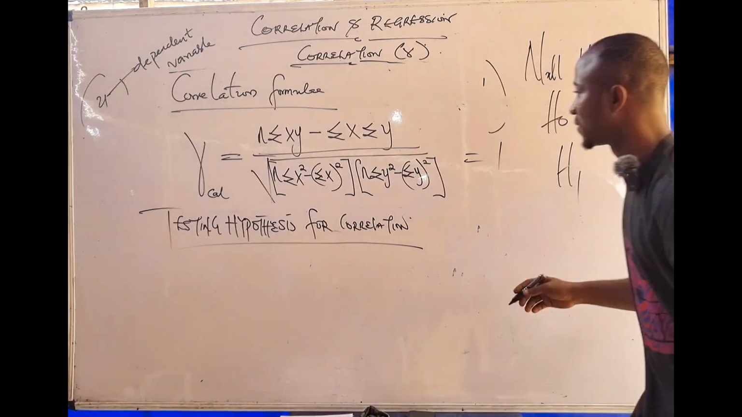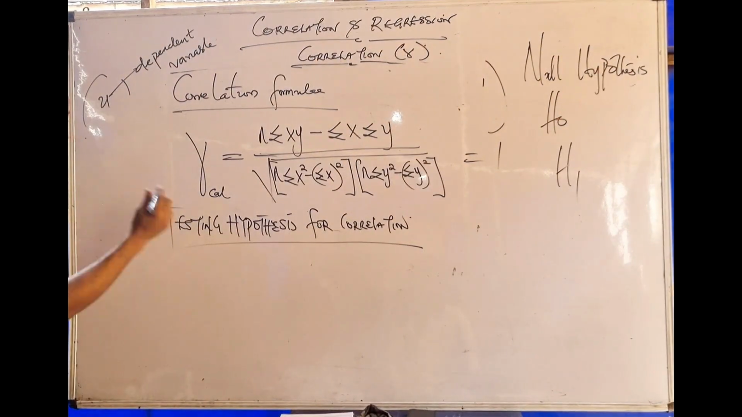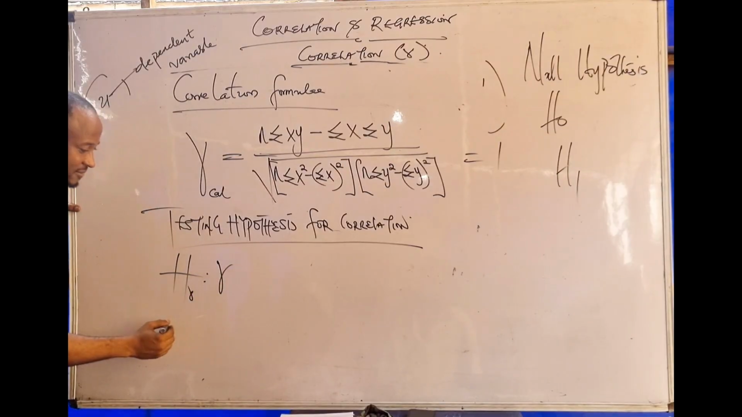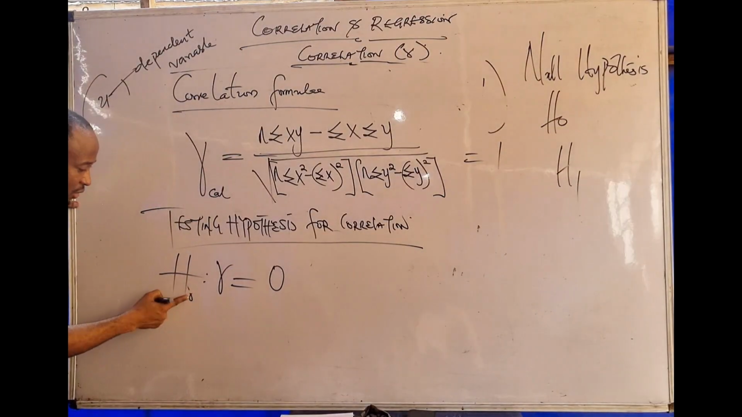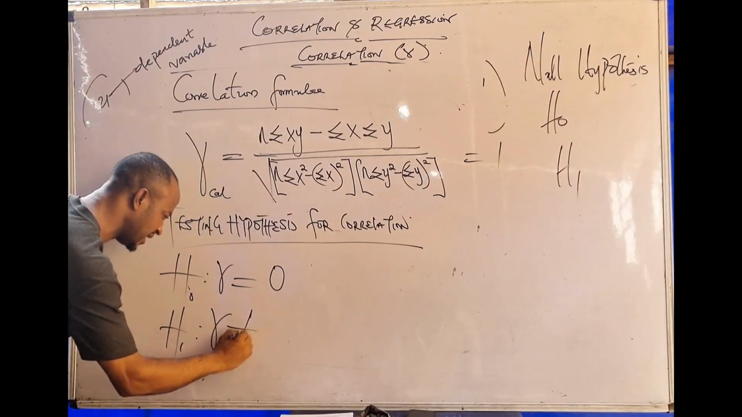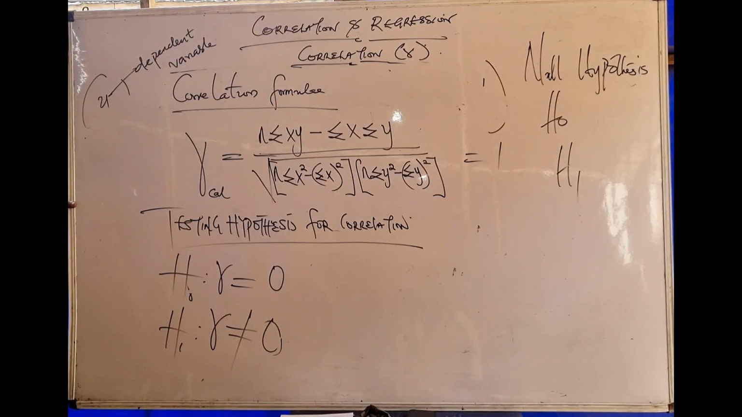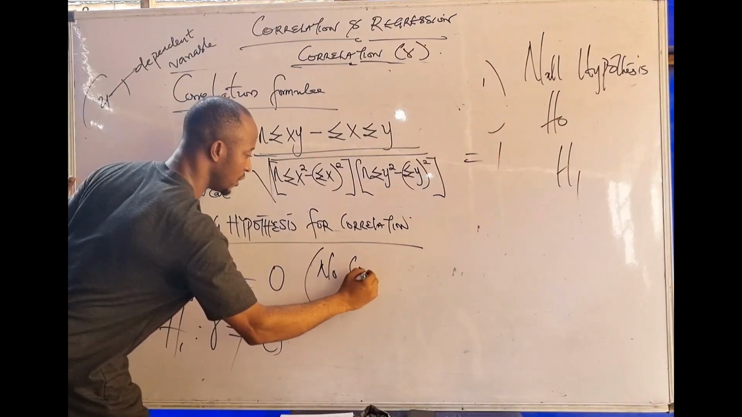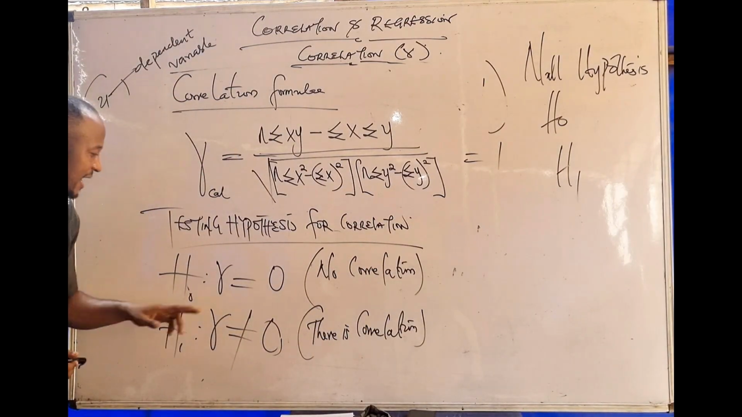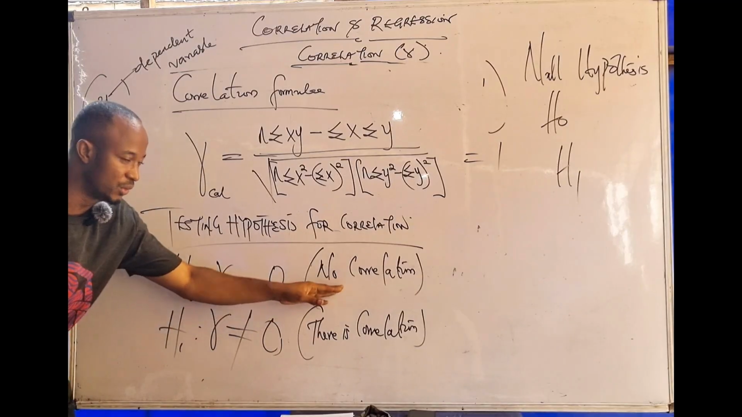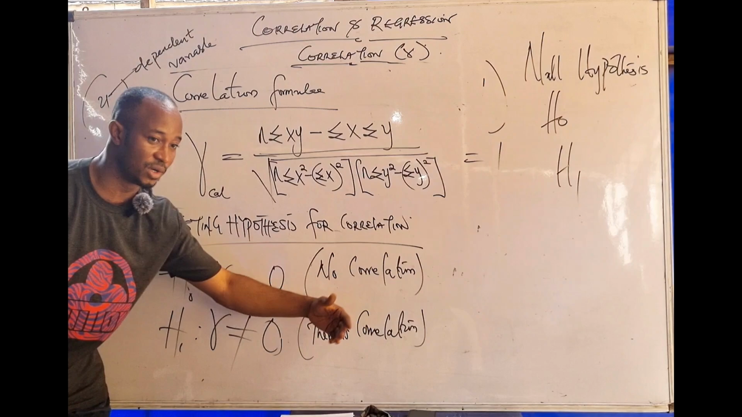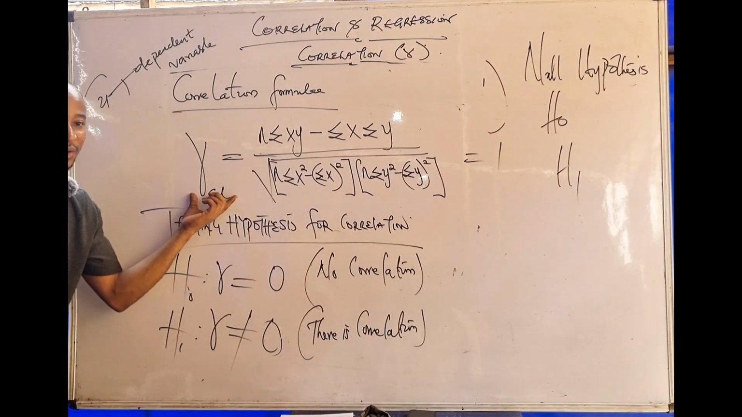So the testing hypothesis for correlation: H naught is R equals 0. That's the null. For my alternative, H1 is R not equal to 0. Are you following? This means no correlation, and this means there is correlation. If R equals 0, this means no correlation. If R not equal to 0, it means there is correlation. This means our calculated value.